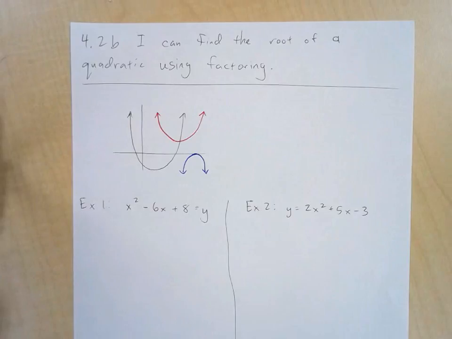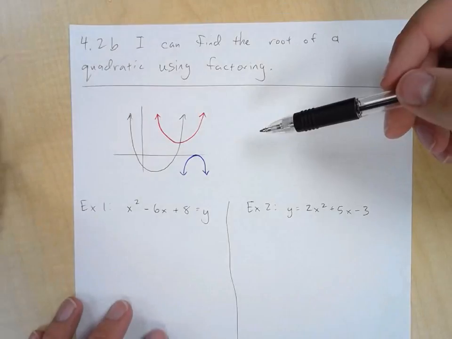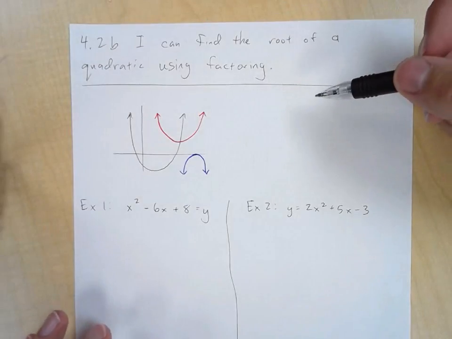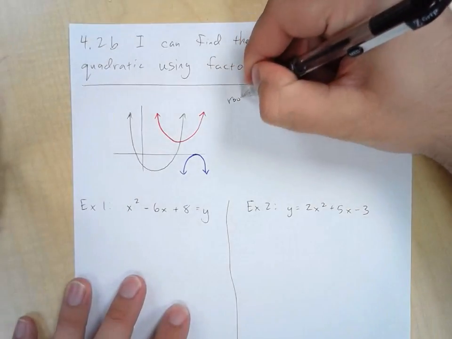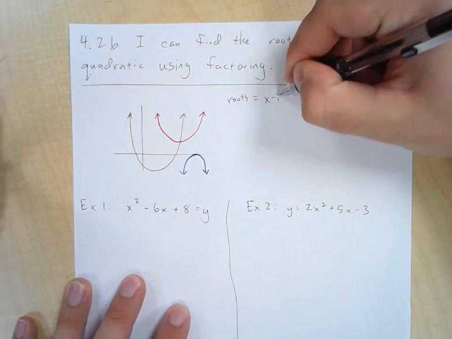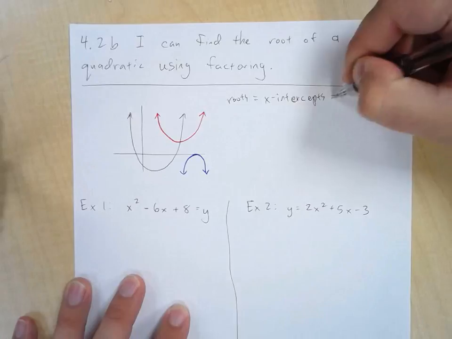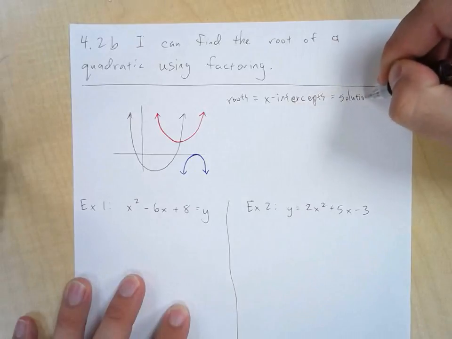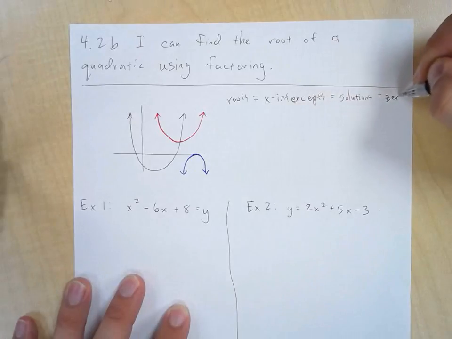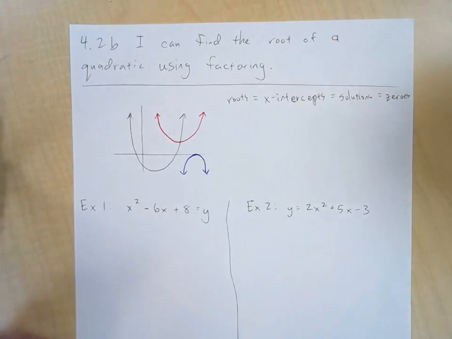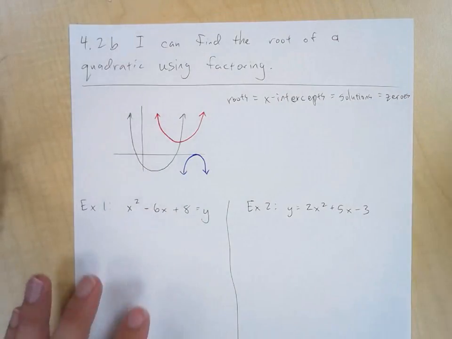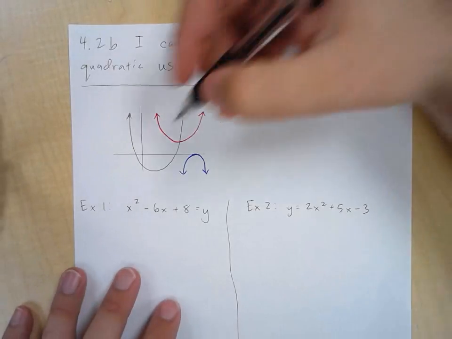So just as a reminder of what roots are, we've got three graphs over here. Roots are also known as x-intercepts, solutions, and zeros. And graphically, they're just the place where that graph, where that parabola, or a higher order polynomial crosses the x-axis.